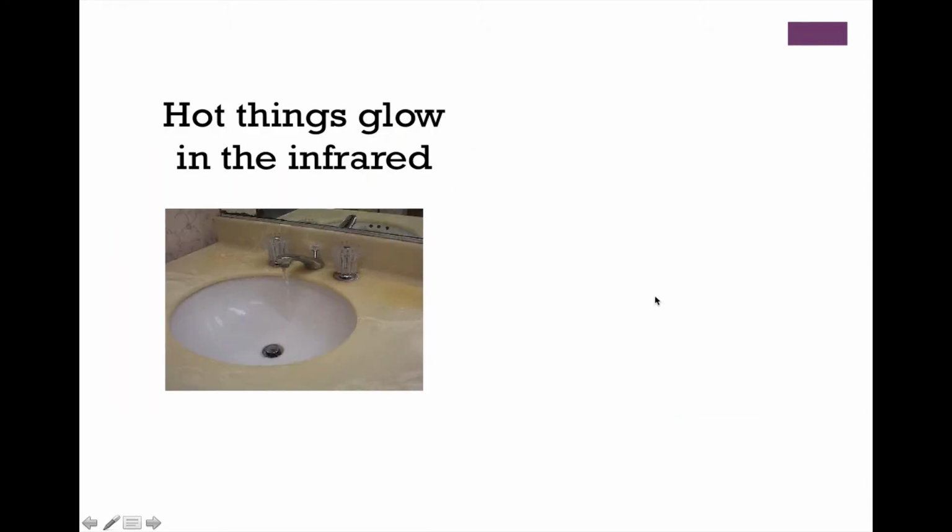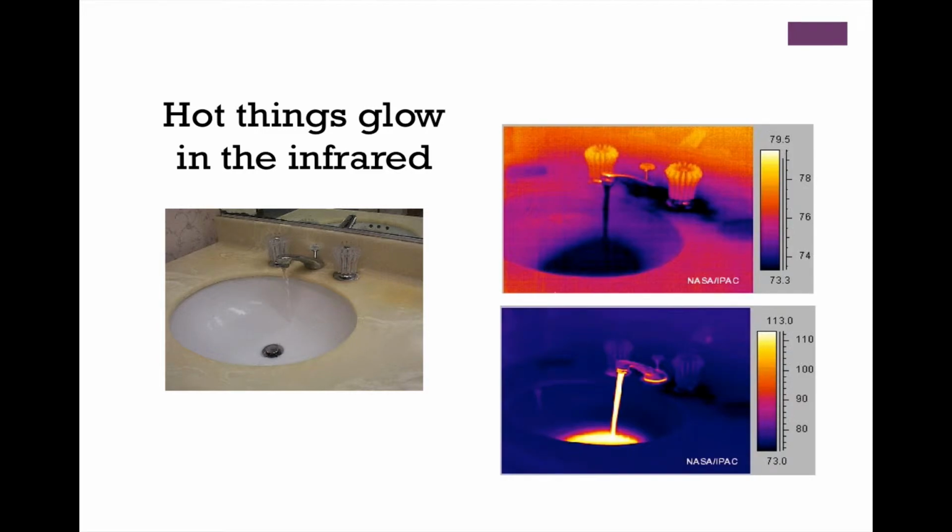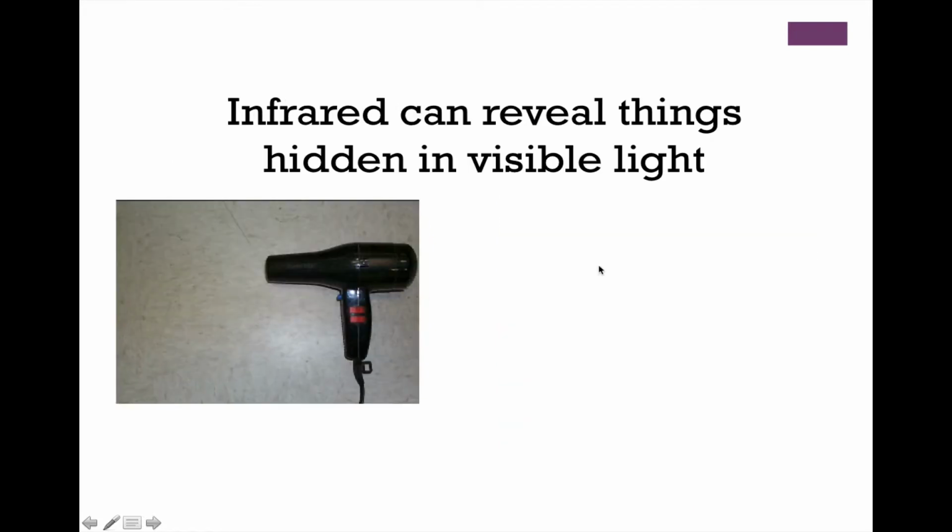So now we know that hot things glow in the infrared. Which one is the hot water? Hot water is the one on the bottom. You can see the base of the faucet heating up and the sink basin heating up. The base of the cold water faucet is still cold even when the hot water is on. And you can see that in the cold water view too. The sink basin is cooling off, but the base of the hot water faucet is still hot.